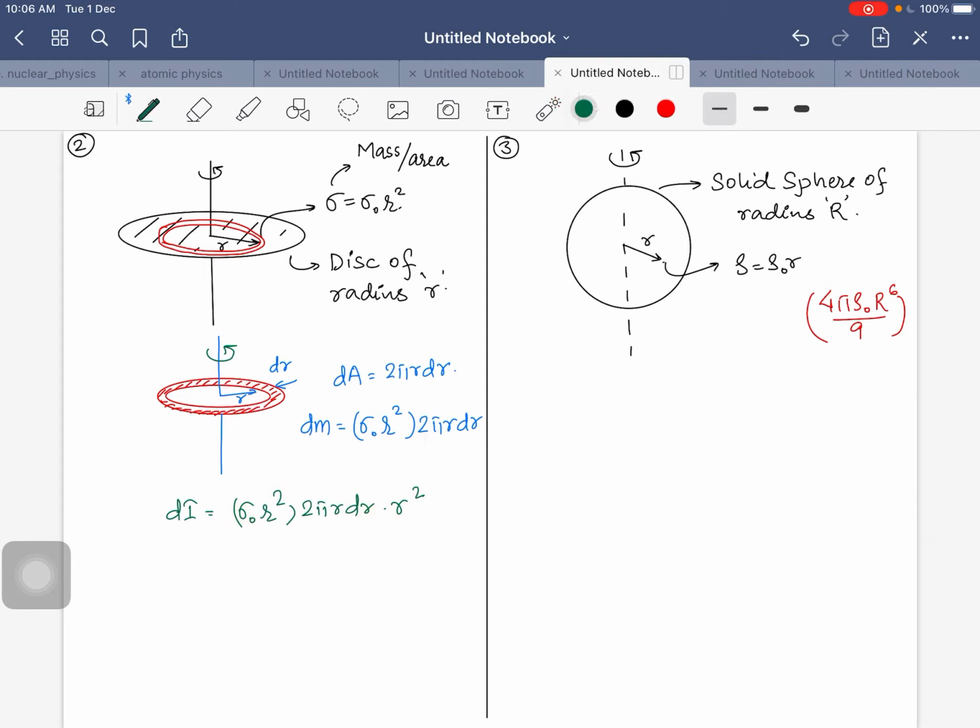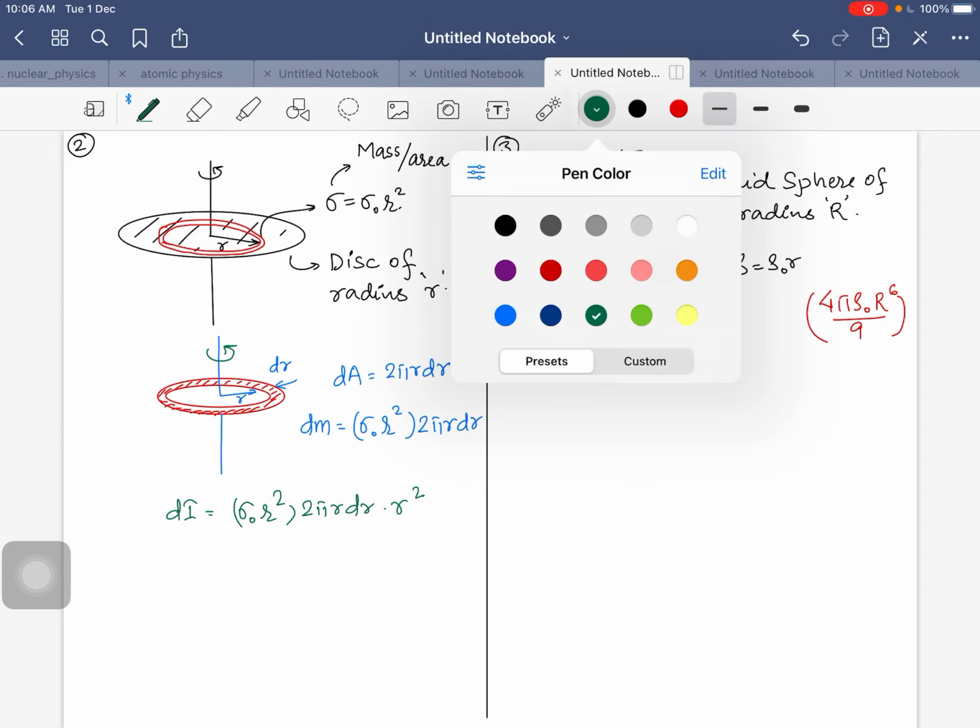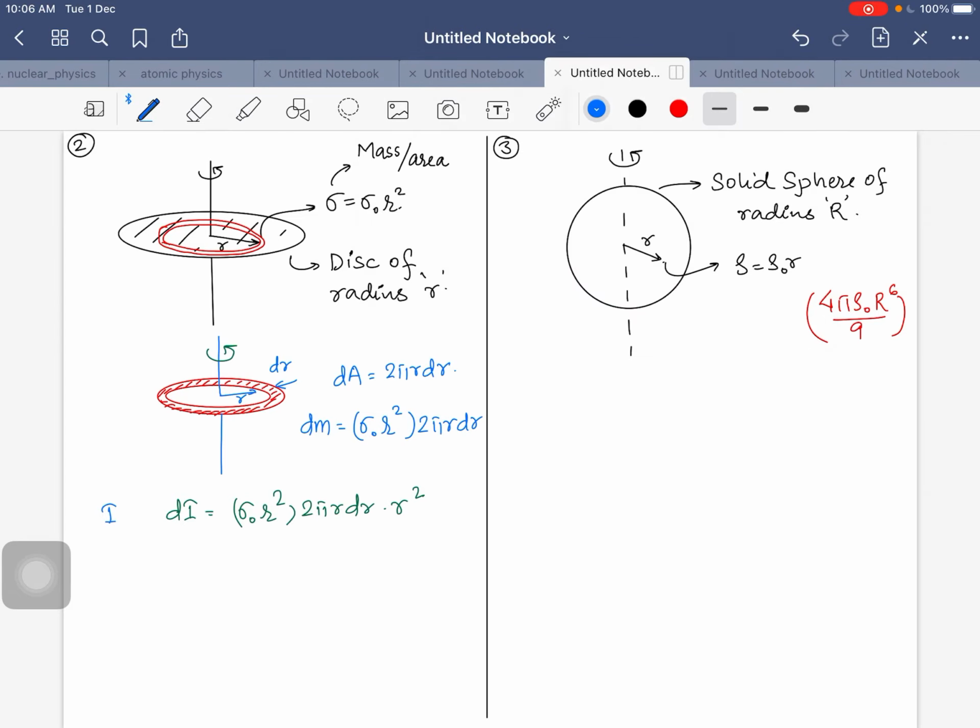Okay, now we need to integrate to get the I na. What we need to do, if you want to get the I, so you need to integrate. Now can you tell me the limits? Can you tell me the limits? Yeah, it will be from r equals to 0, so it will cover the initial also, and r equals to capital R, so it will be outer. So 0 to capital R.